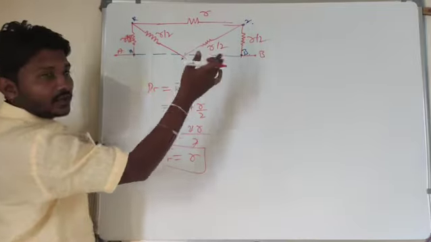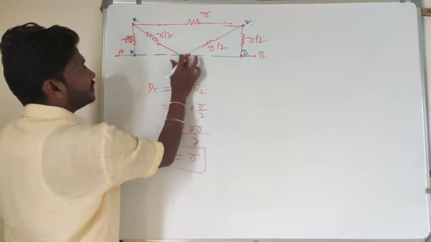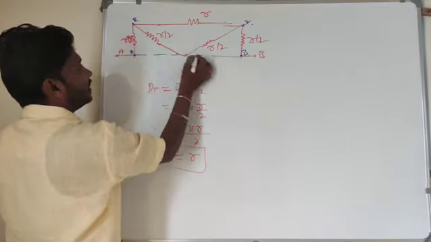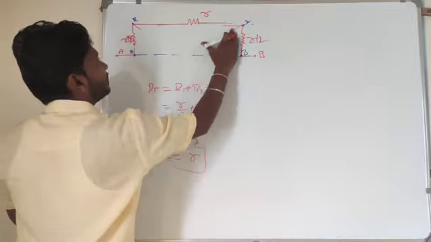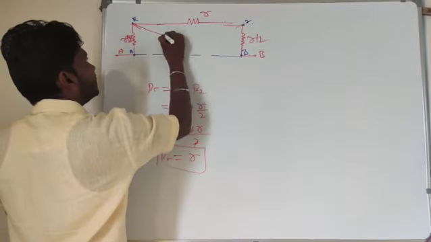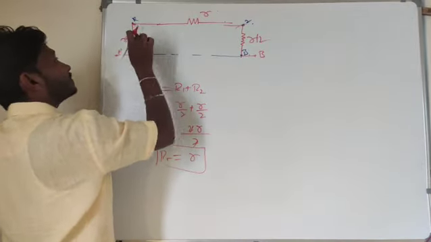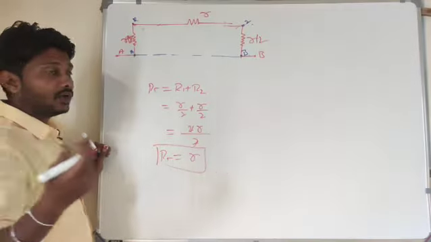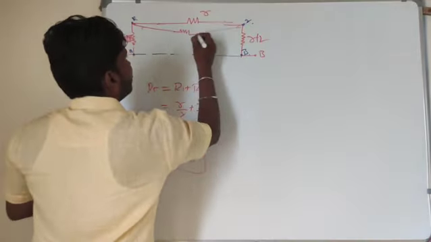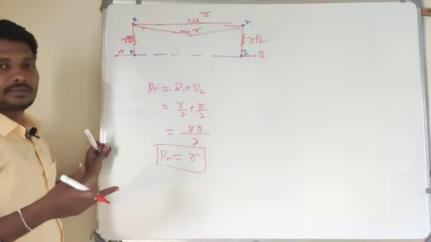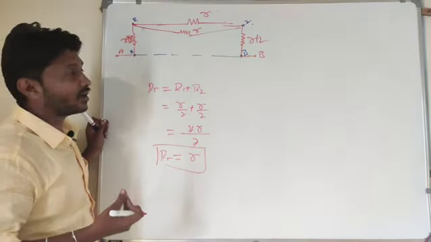Again, these two are also in series combination. The way is different, but it is end-to-end connection, R by 2 and R by 2. Both are in series combination, so this equivalent resistance is R. Your duty is to first solve simple circuits. In the last video, we discussed some simple circuits. If you know how to solve a simple circuit, you can easily understand the complex circuit.